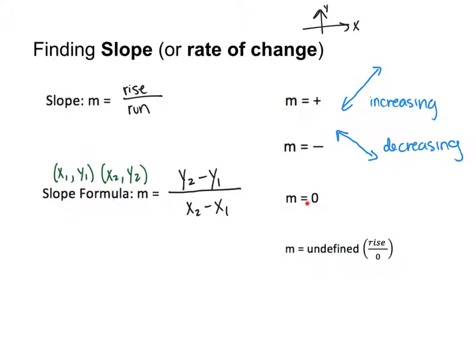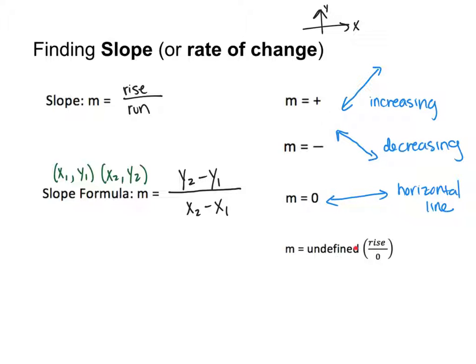Then you have situations where the slope is 0. So if the slope is 0, that means there's no increase or decrease in the slope for the line. So that means there's no elevation of the line, which means that you have this flat line. In other words, a horizontal line is what we refer to it.